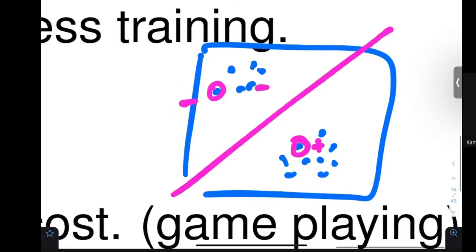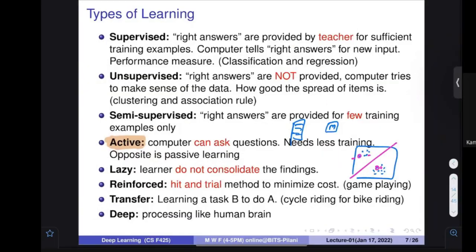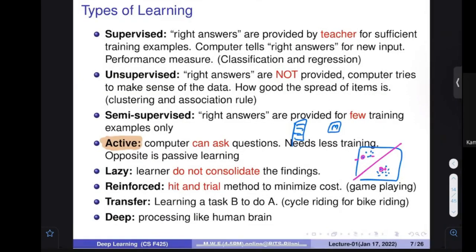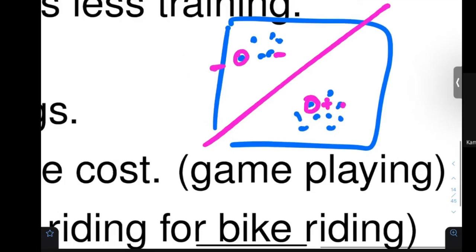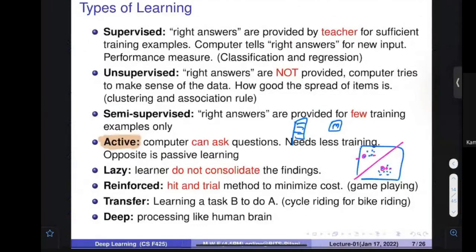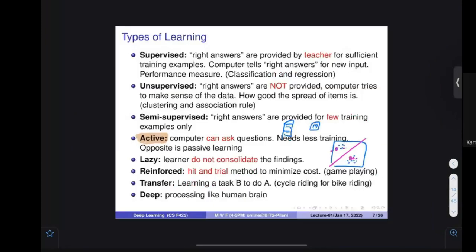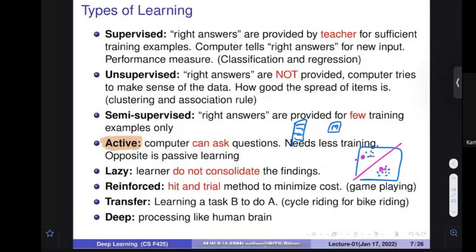So only using the two trainable examples, you can come up with a line. But if I give you 100 such examples, which are actually only on one side, they are only going to confuse you. This is a very interesting idea called active learning, where you can ask the question. Then comes lazy learning.